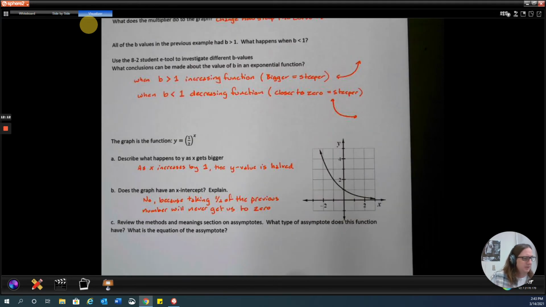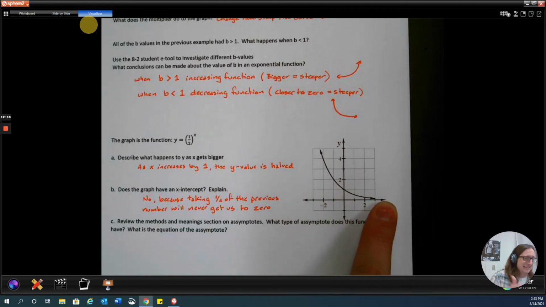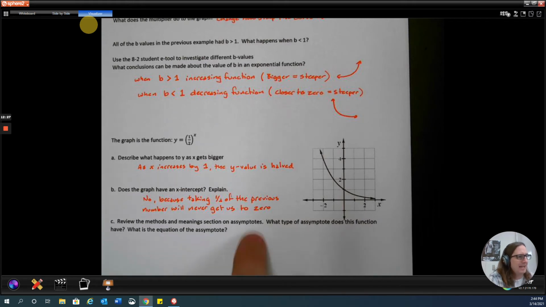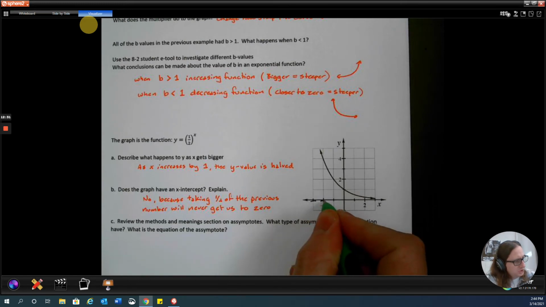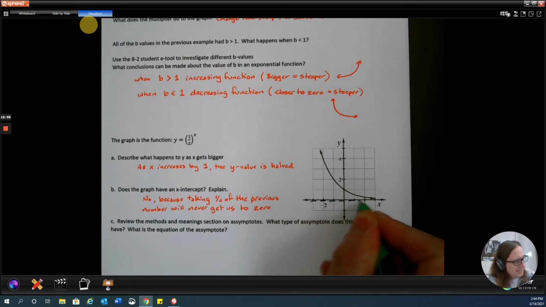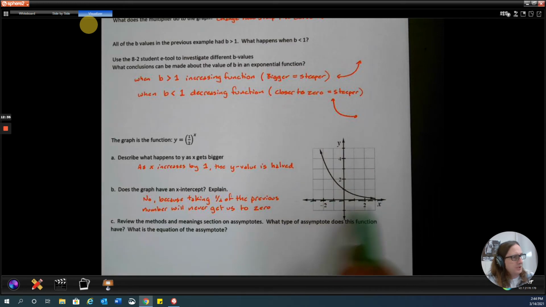So we can see here that we are approaching the x-axis, but we're never going to make it there because I'm always cutting it in half. So when I cut something in half, I can't actually make it to the end. I can't get to 0. Okay, so what type of asymptote are we looking at here? Well, we are approaching the x-axis, which would be a horizontal asymptote.